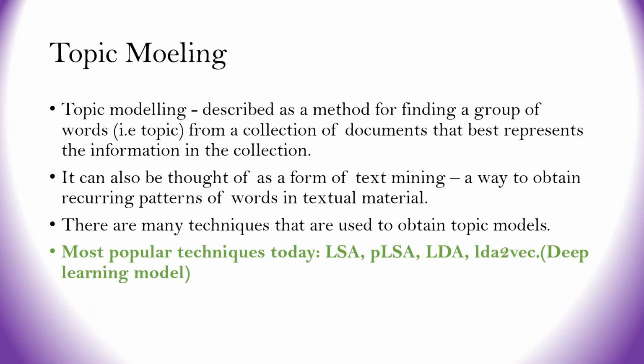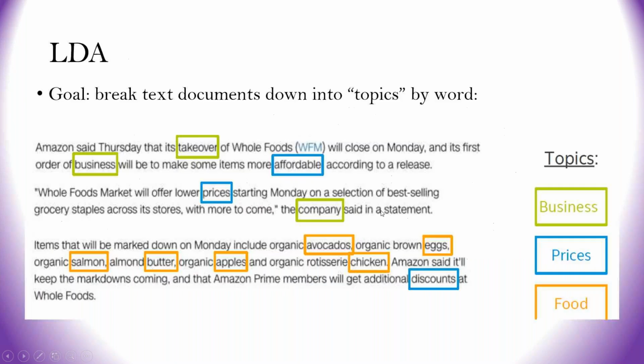Some of the most popular techniques are displayed here: latent semantic analysis, probabilistic latent semantic analysis, then the method which we had seen, LDA, latent Dirichlet allocation. Then there is Word2Vec, the word to vector model. After constructing a corpus, we can apply a deep learning method called the Word2Vec model, and then we can work on topic model construction.